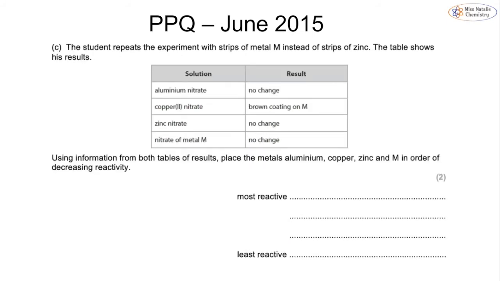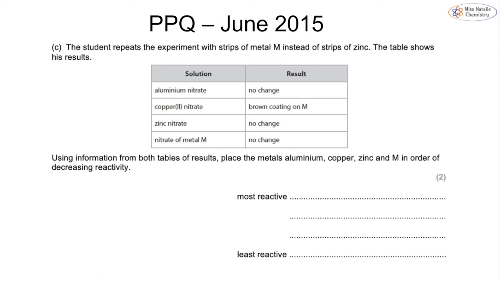Now the student repeats the experiment with strips of metal M instead of strips of zinc, and the table shows the result. So we can see for aluminium, we're getting no change. Copper, we're still getting that brown coating. Zinc, no change. And the nitrate of metal M, no change. So using the information from both tables, place aluminium, copper, zinc and M in order of decreasing reactivity.